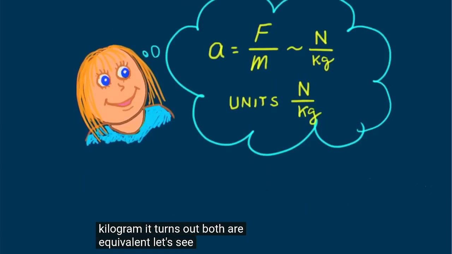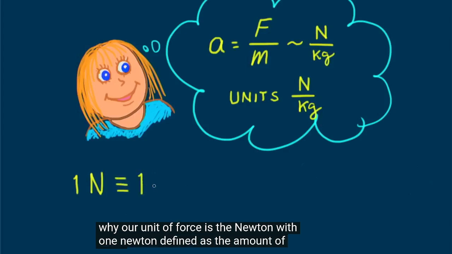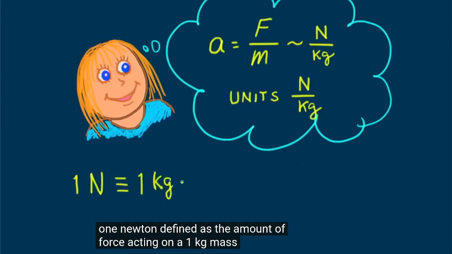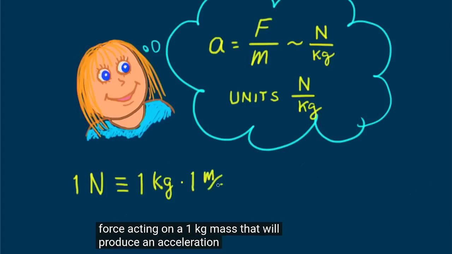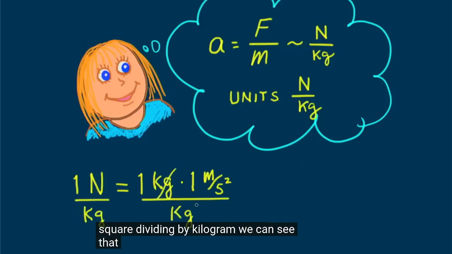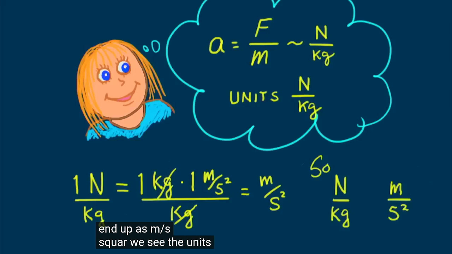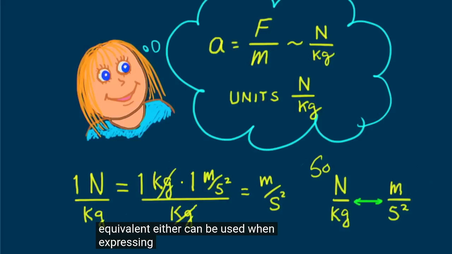Let's see why. Our unit of force is the newton, with 1 newton defined as the amount of force acting on a 1 kilogram mass that will produce an acceleration of 1 meter per second square. Dividing by kilogram, we can see that units newton per kilogram end up as meters per second square. We see the units are equivalent. Either can be used when expressing acceleration.